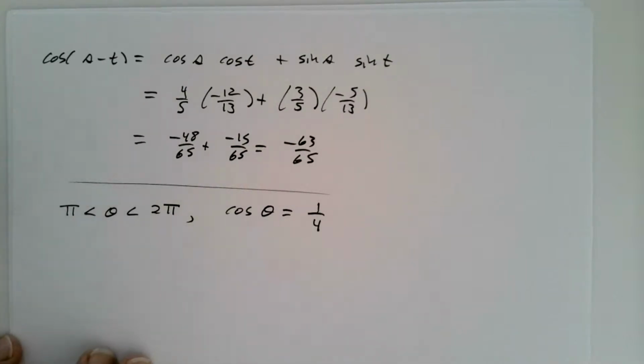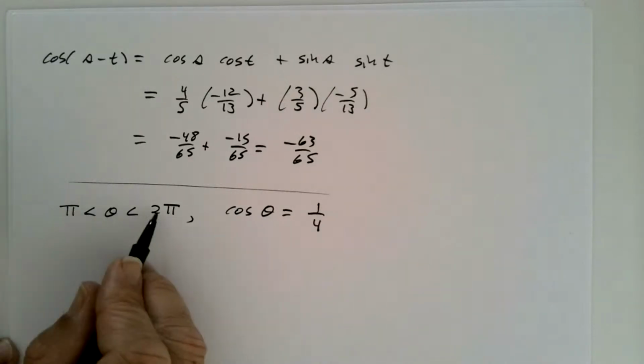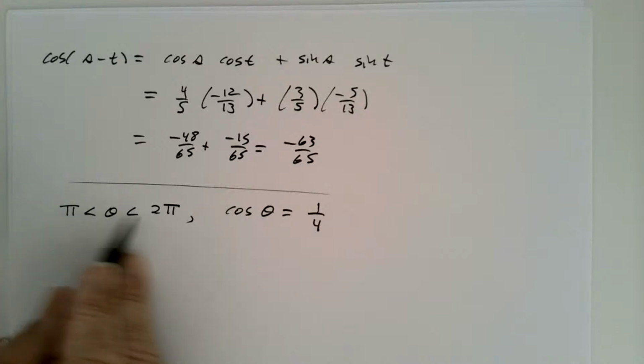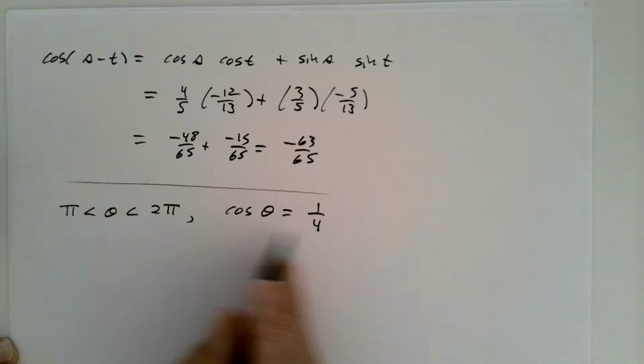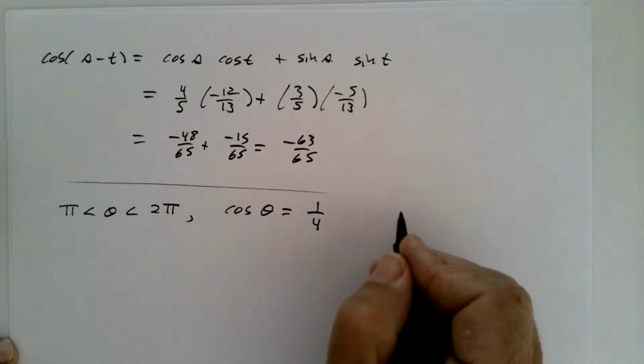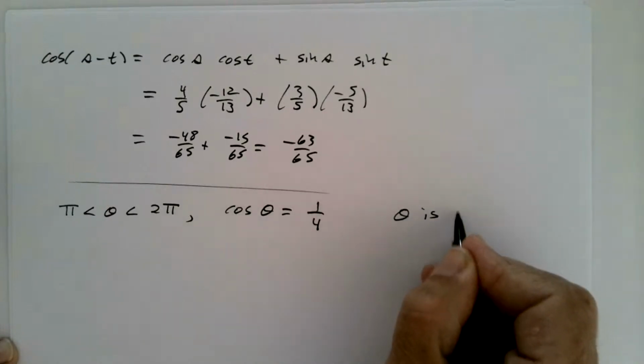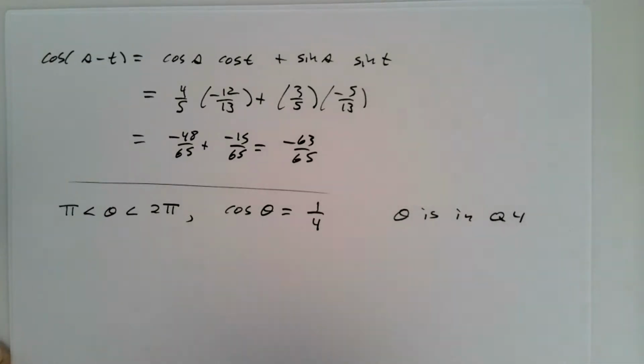Well, what else do we know? We know that theta is between 3 pi over 2 and 2 pi. That means it's in quadrant 3 and quadrant 4. Cosine is positive, which tells me it's got to be either quadrant 1 or quadrant 4. Therefore, theta is in quadrant 4. To make both of those statements true, that's the only way that can happen.